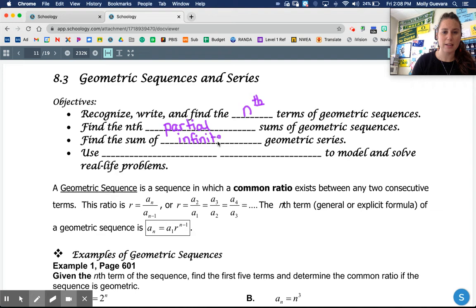So how do we add a series that goes on forever? And then lastly, we're going to use our geometric sequences to solve real-life problems.